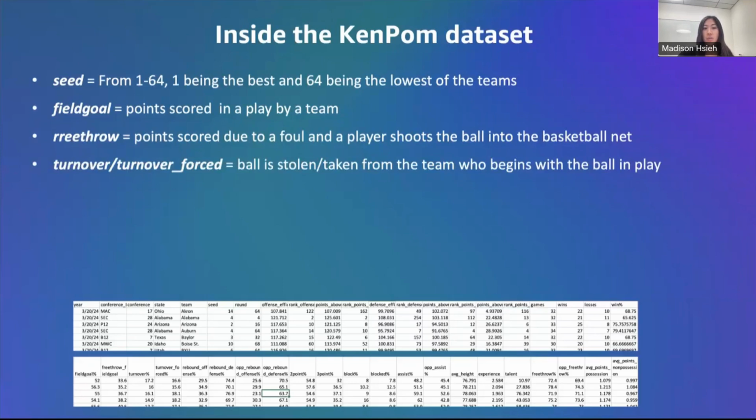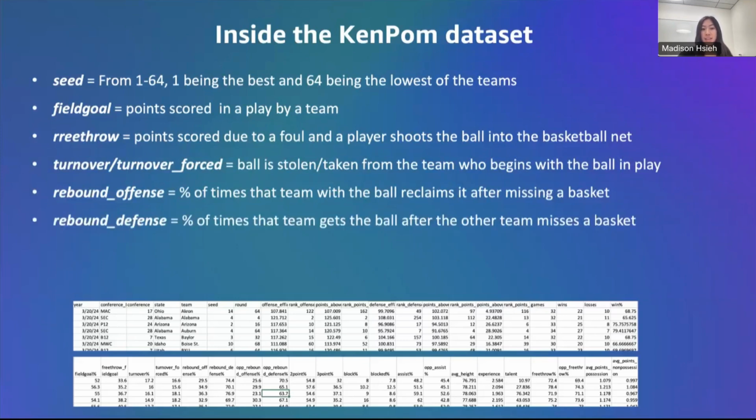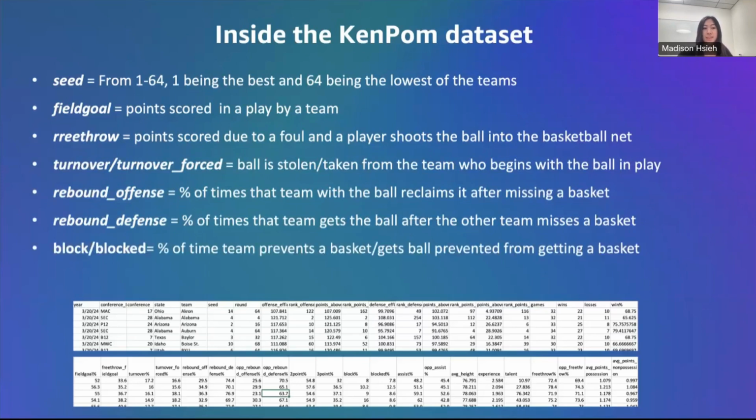Turnover and turnover forced, when the ball is stolen or taken from the team who begins with the ball in play. Rebound offense, so the percent of times that the team with the ball reclaims it after missing a basket. Similarly, rebound defense, the percent of times that a team gets the ball after the other team misses a basket. And then these two metrics, block or blocked, which is the percent of time a team prevents a basket or gets the ball and prevents the other team from getting a basket.